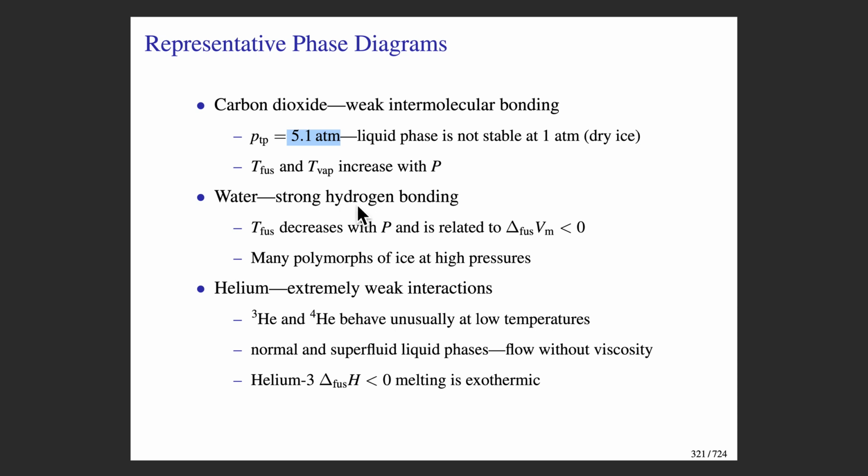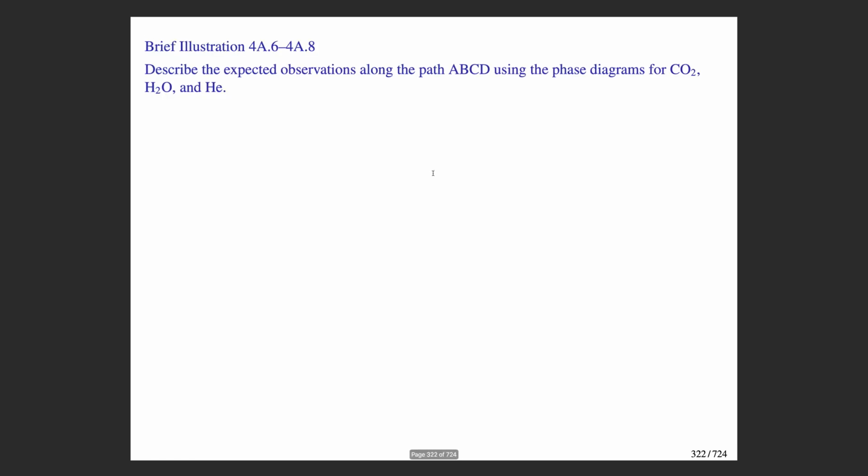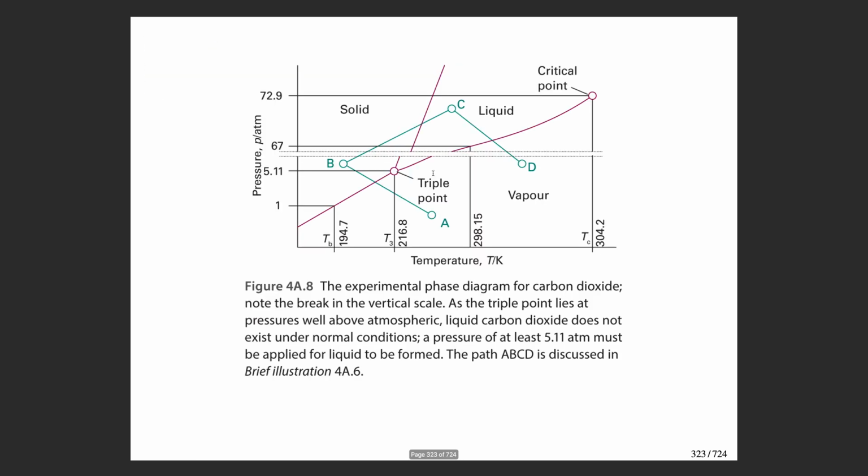For water, well, let's just do carbon dioxide first. So here is a phase diagram for carbon dioxide. Notice it's not to scale in the sense that there's a break along the pressure axis. So we have moderate pressures, and then all of a sudden, oh, we're going to shoot up to large pressures. Plotting that as a function of temperature, and we're looking at these different ranges.